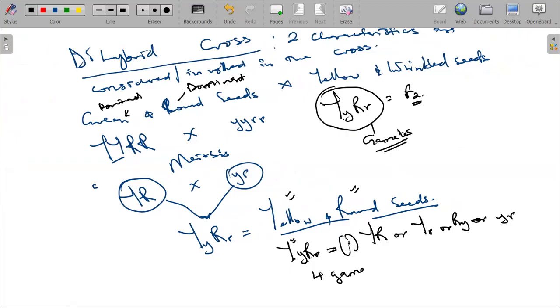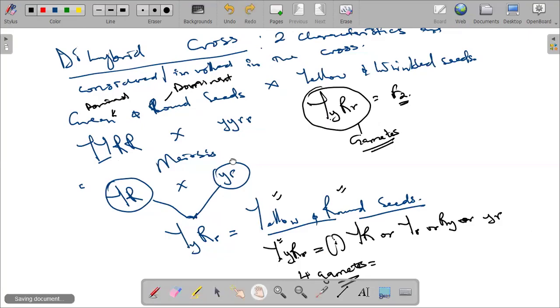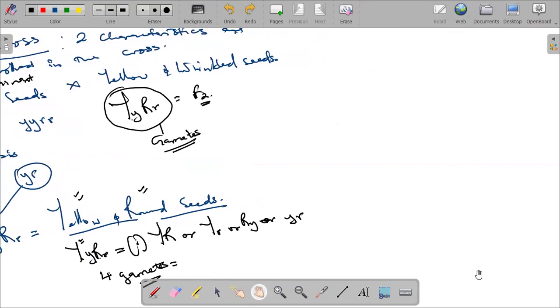Four gametes that can be formed in this case. These four gametes, you can use them to do your Punnett square, which we are now going to calculate your F2 generation. You can also use it to calculate your F2 generation, which you should be able to do. I just want to quickly show you that it is possible to do that.